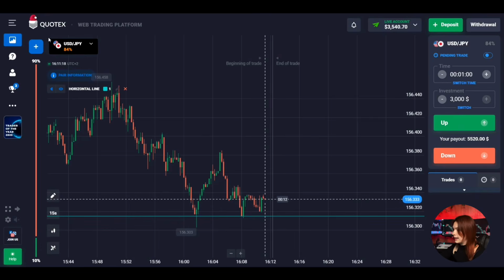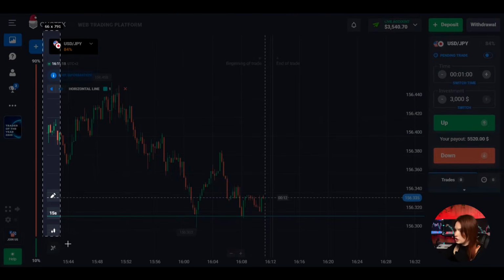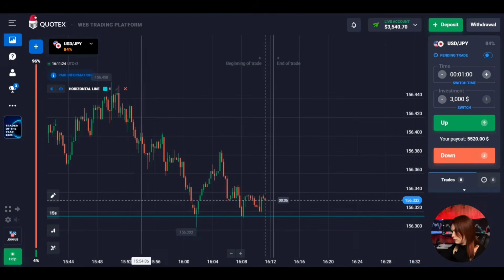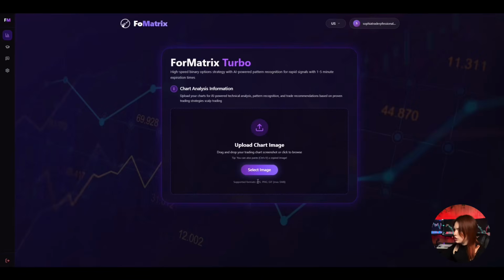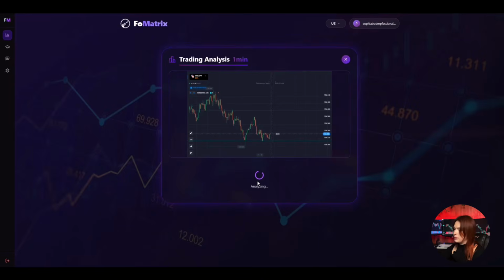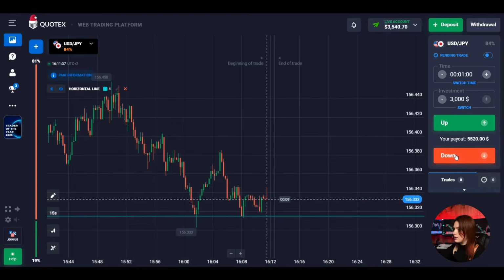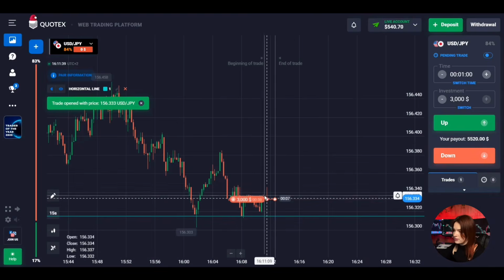Now let's highlight the image of this chart. Let's copy it and switch to the Matrix platform. Then we pass the image here. The chart is currently being analyzed. We are waiting for the result. Okay guys, we are offered to open a deal to go down. Well, I will agree with the analysis of the platform and press the red button.